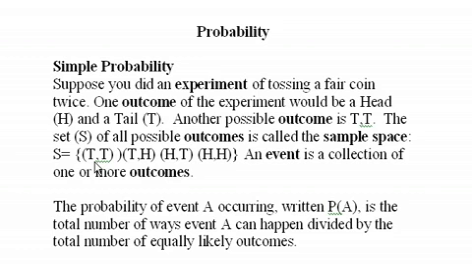And S, in this case, is {tail tail, tail head, head tail, head head}. That's everything that can happen. An event is a collection of one or more of these outcomes.